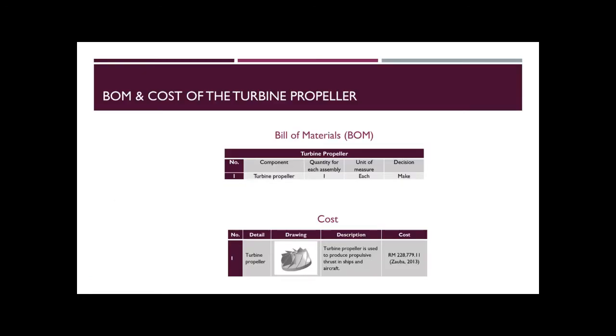It is important to list out the bill of material, or we call it BOM, and know the cost of the turbine propeller. We just used one part for our project and we decided to make it by using additive manufacturing. So, according to a trusted resource, which is from Zauba 2013, the actual cost to produce the turbine propeller for industry purpose is RM 228,779 ringgit and 11 cents.